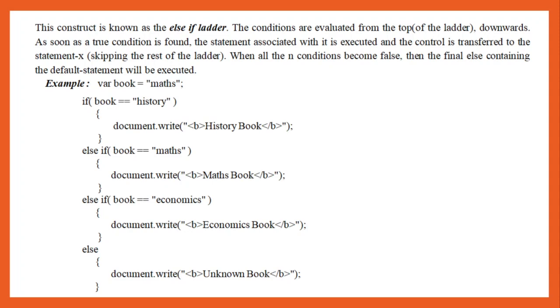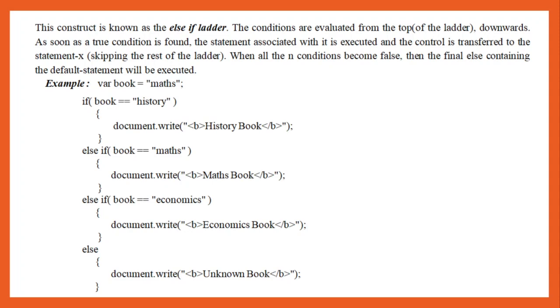Here in this example, I am taking book equals max. If book equals history, if this condition fails, it goes for the next if condition. That means book equals max. Here if this condition also fails, then it goes for book equals economics, or else unknown book.